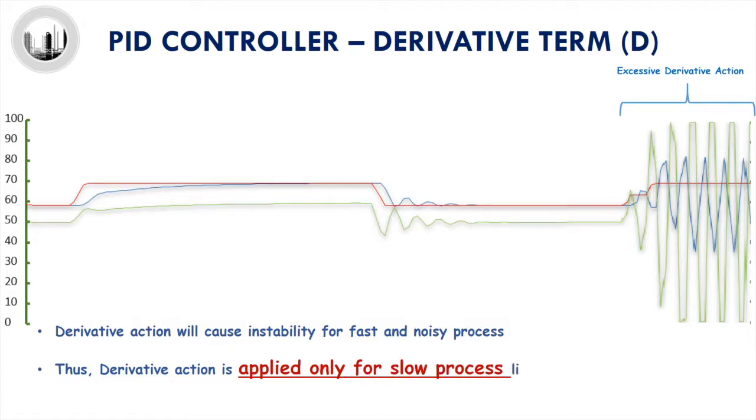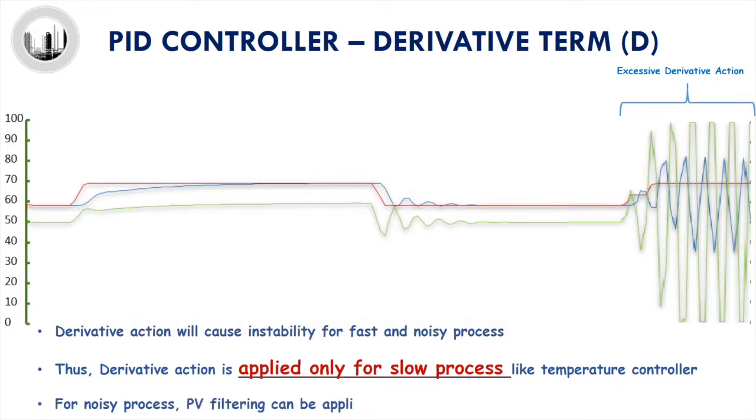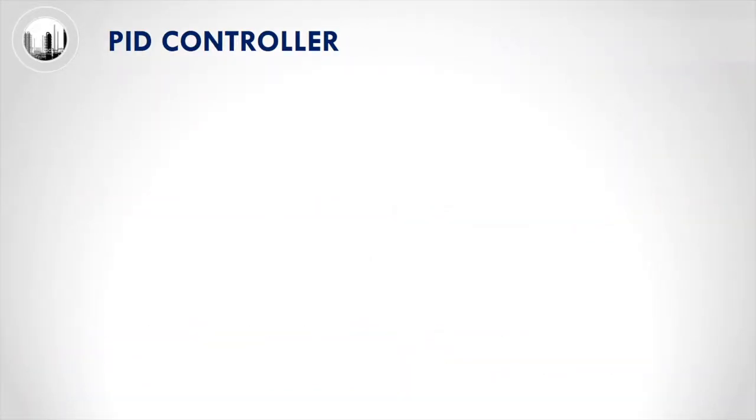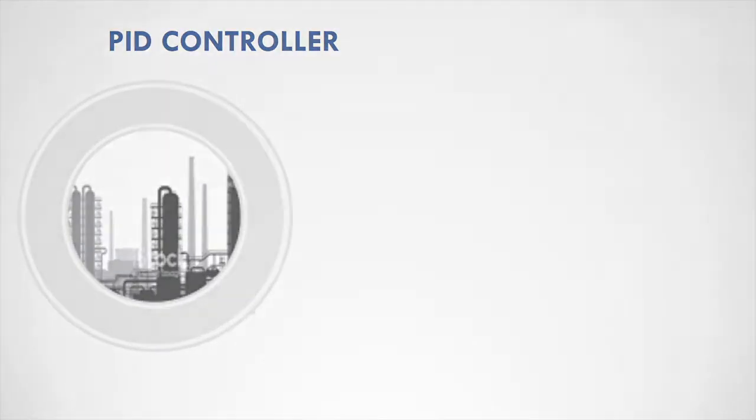Thus, derivative action is applied only for slow process like temperature controller. For noisy process variable PV, filtering can be applied to reduce the amplification of noise by derivative action. We have completed the topic on the PID controller. In next video, we will learn how to tune a controller.